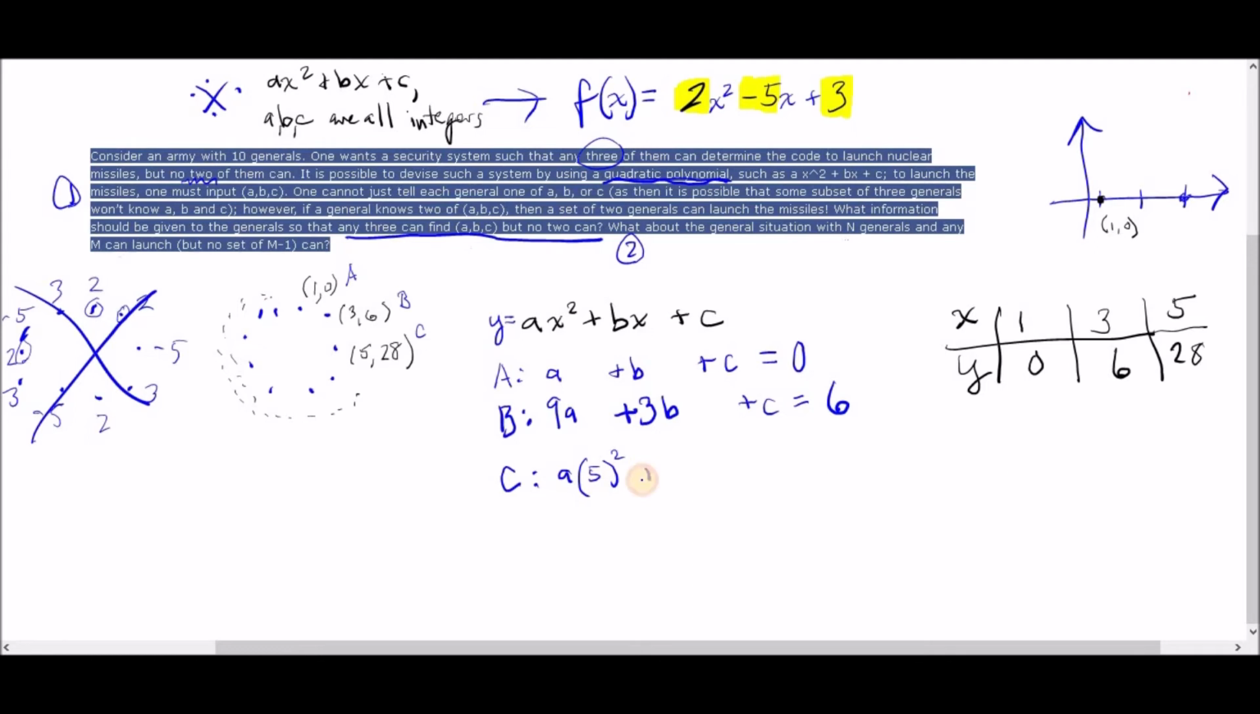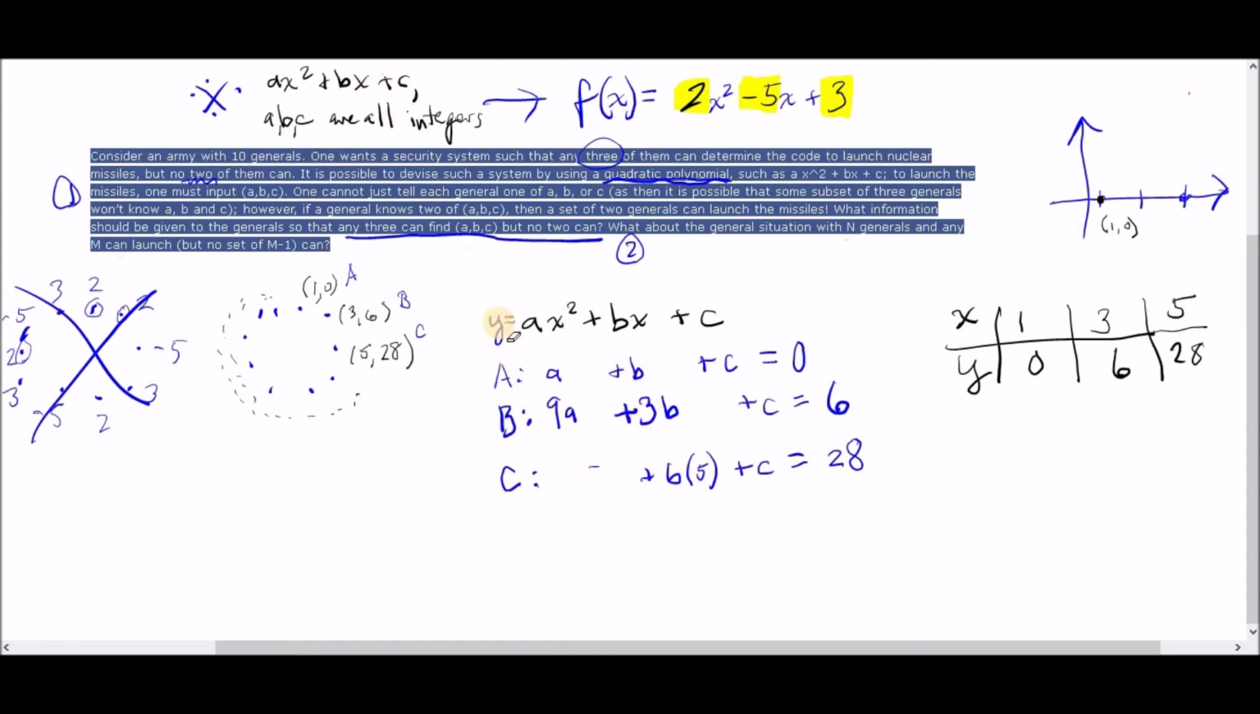So general big C will then have the point 5, so we'll do A times 5 squared plus B times 5, plus C equals our y coordinate, 28. Meaning that this is going to be 25A, since 5 squared is 25.